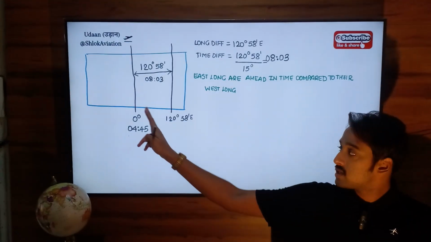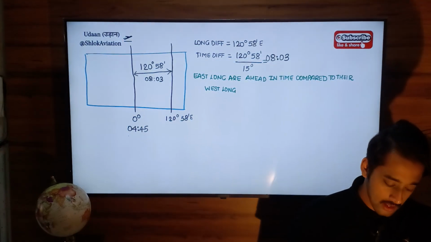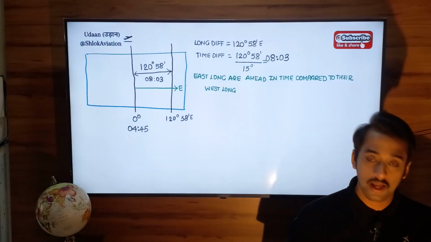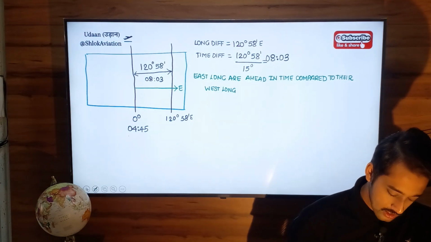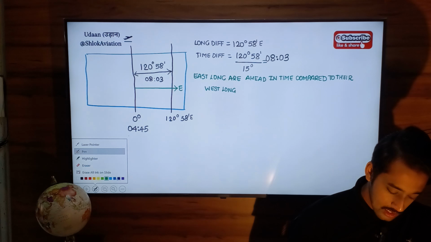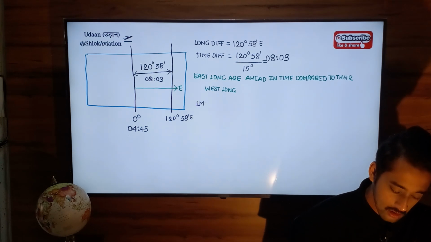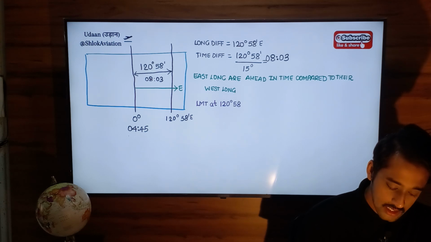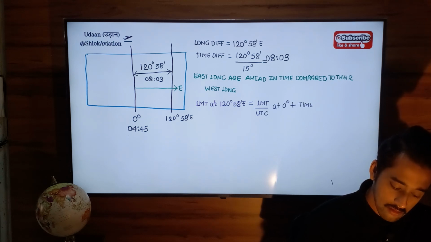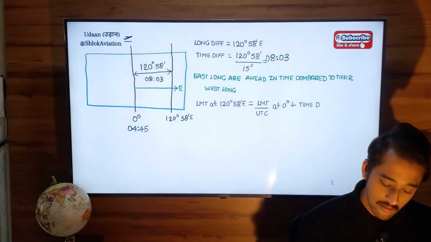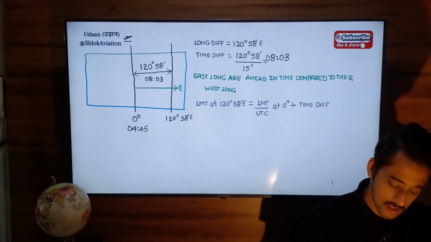Now 120 east is east of the 0 degree prime meridian. Therefore, the local mean time at 120 degrees 58 minutes east will be equal to the local mean time or UTC time at the prime meridian plus the time difference, because LMT at 120 east will be more, plus the time difference.